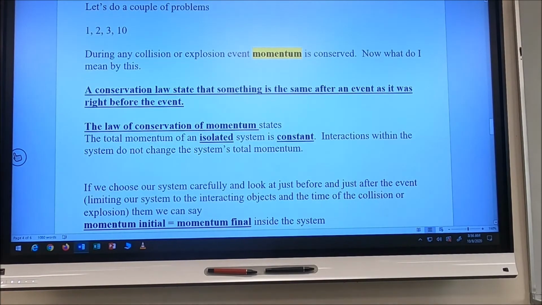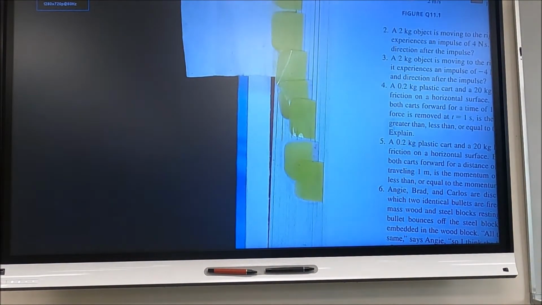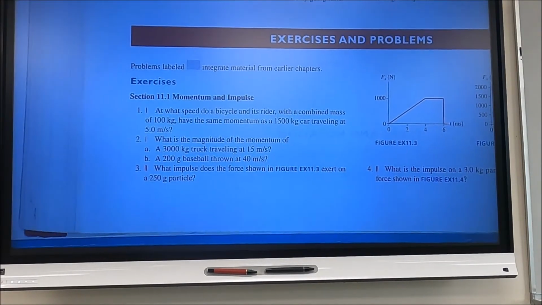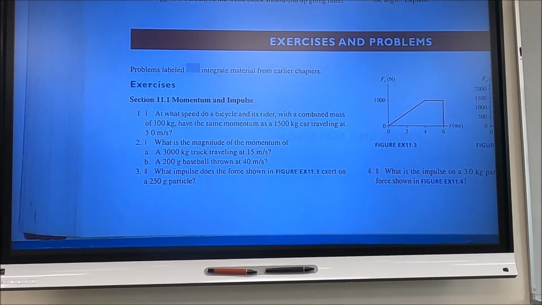Okay, over to the document cam. Let's scoot this way up. Okay, if we look at problem 1, it says, at what speed do a bicycle and its rider with a combined mass of 100 kilograms have the same momentum as a 1,500 kilogram car traveling at 5 meters per second?